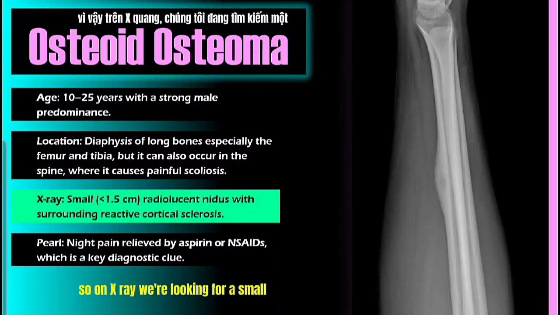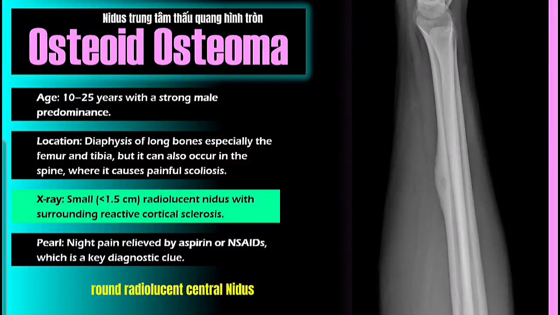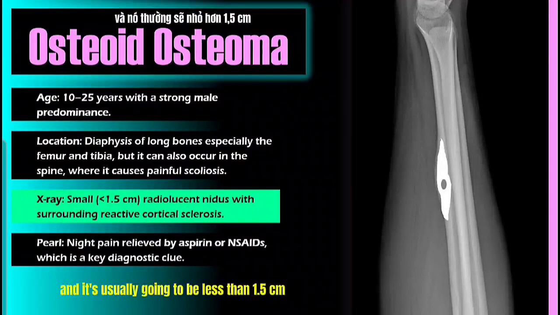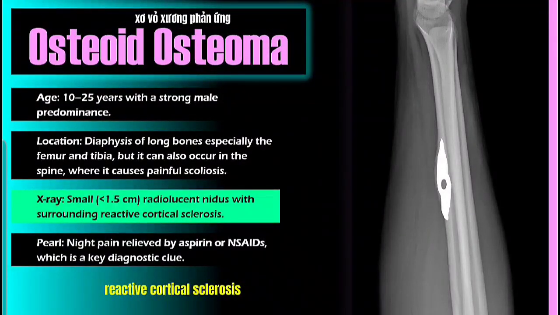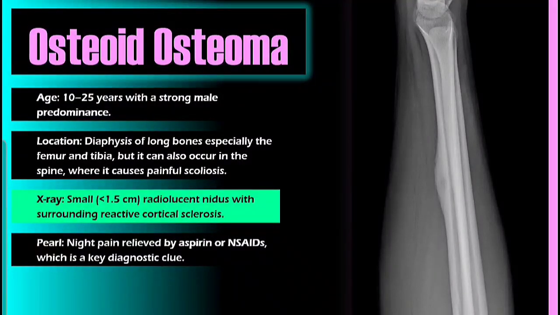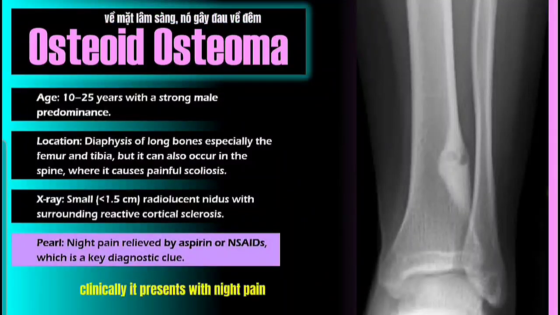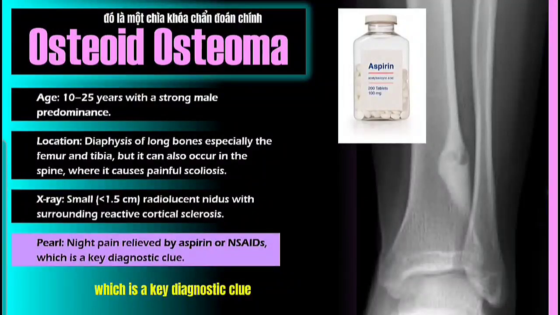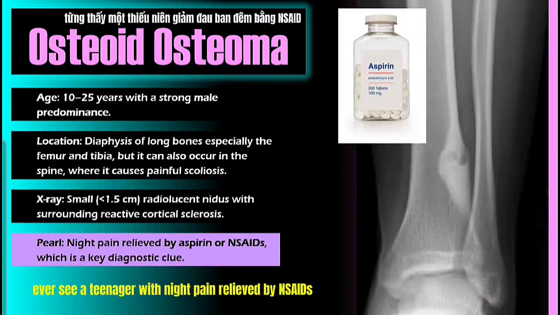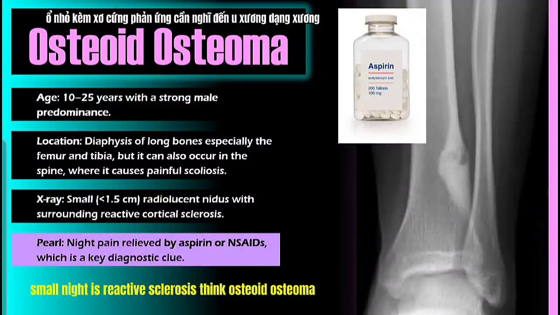So on X-ray, we're looking for a small, round, radiolucent central nidus, and it's usually going to be less than 1.5 centimeters, and it's going to be surrounded by dense, reactive cortical sclerosis. Clinically, it presents with night pain relieved by aspirin or other NSAIDs, which is a key diagnostic clue. So if you ever see a teenager with night pain relieved by NSAIDs, a small nidus, reactive sclerosis, think osteoid osteoma.